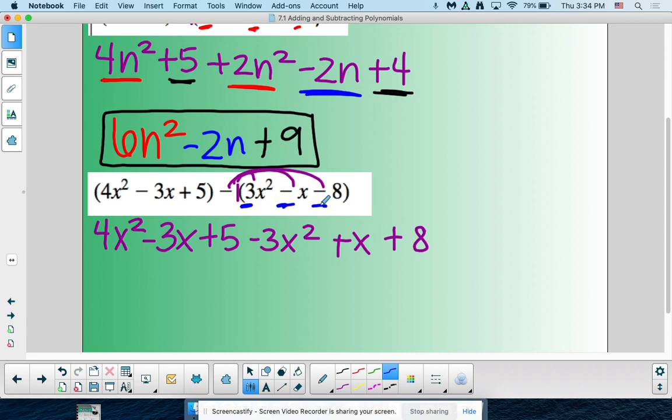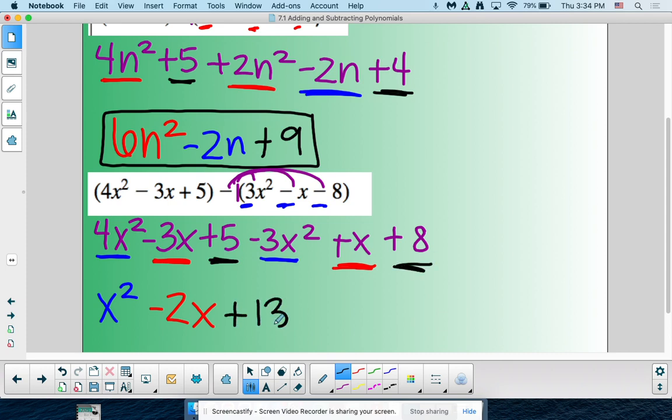And now we combine like terms. X squared is our biggest exponent. So 4x squared minus 3x squared will just give us an x squared. Go to your x's. -3 plus 1 will give us -2x. And then our last, just our constants, our numbers, 5 plus 8 is 13.